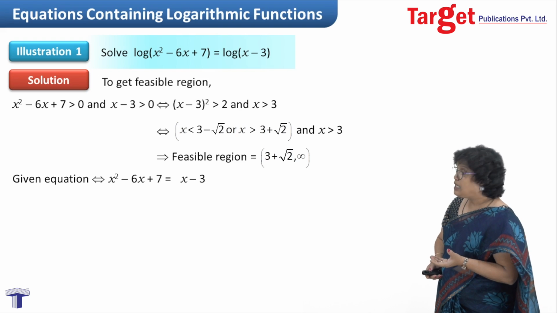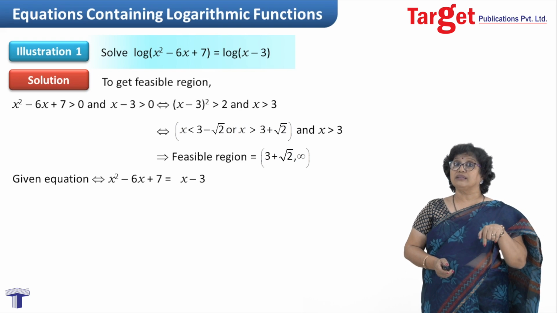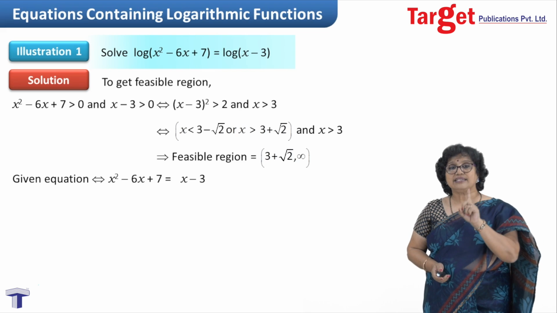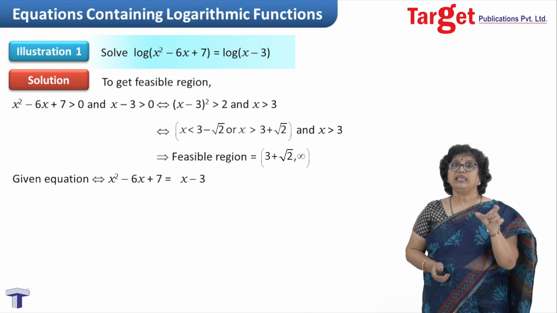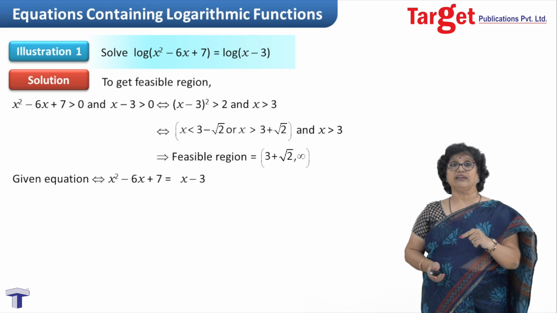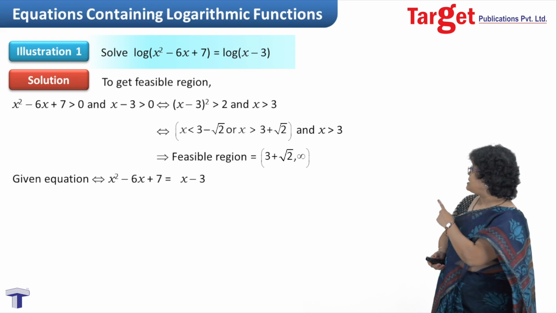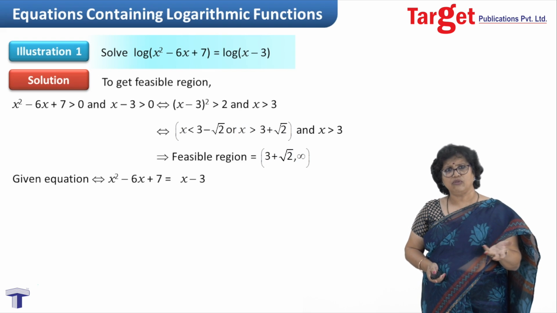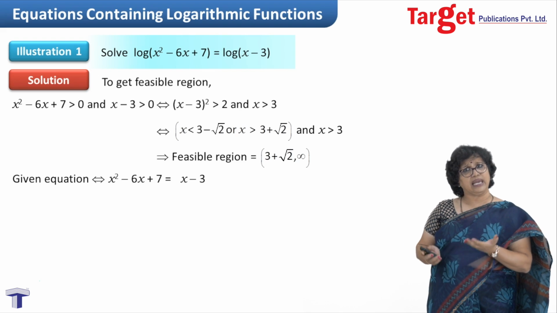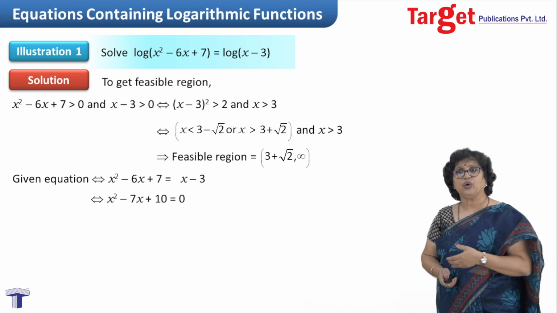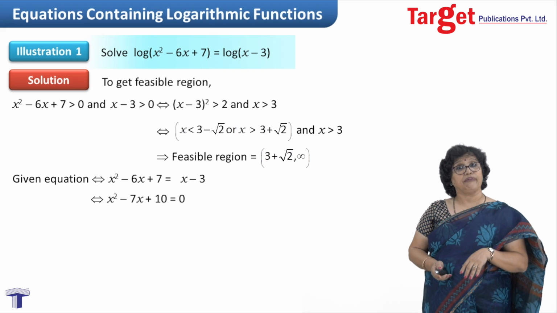Now since log, if you check the shape of the curve, is an injective function. When I say injective function, recall f(x1) equal to f(x2) leads to x1 equal to x2. Log function is an injective function and hence I can write x square minus 6x plus 7 equal to x minus 3. Solve the normal quadratic equation. How do you solve? Bringing all the terms on the same side. x square minus 7x plus 10 equal to 0, and that would lead to x equal to 5 and 2.